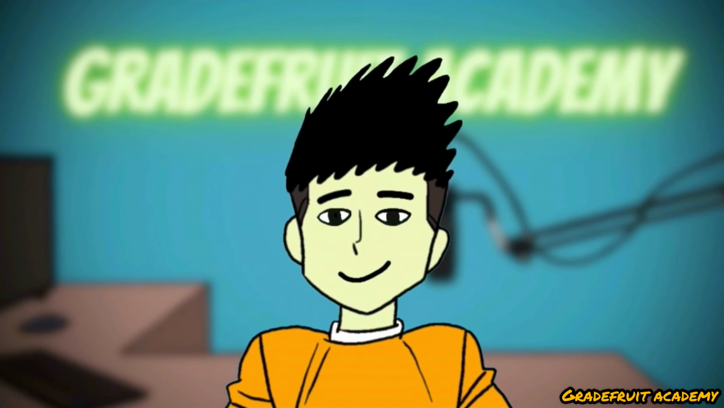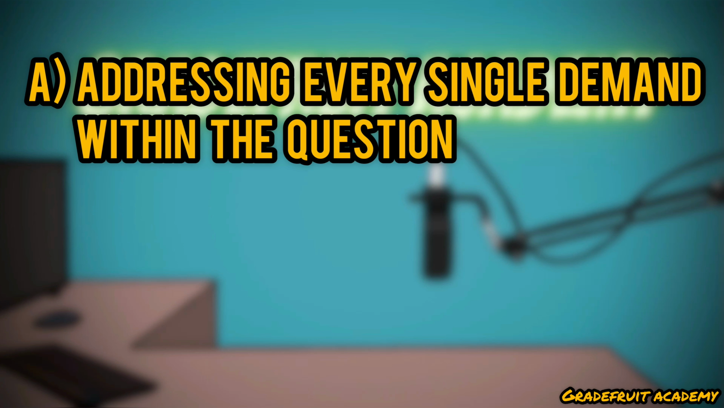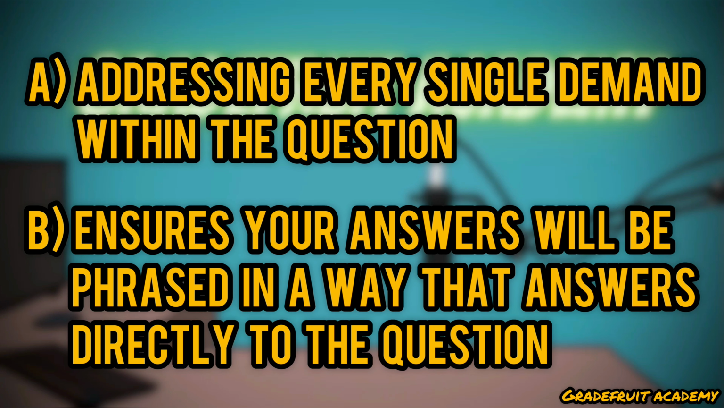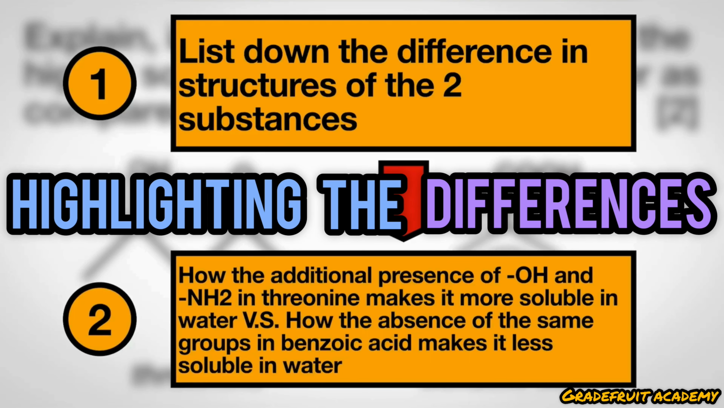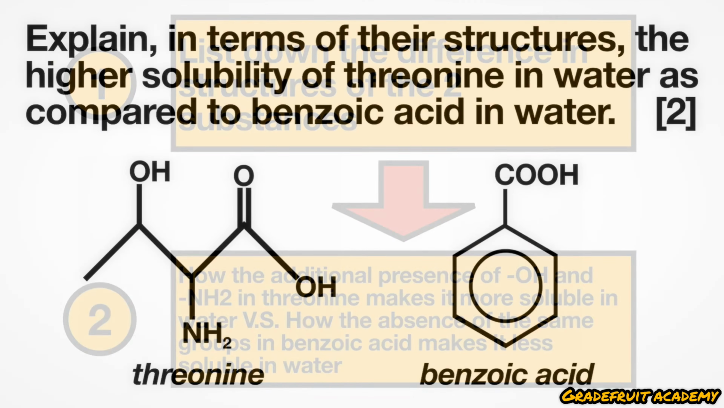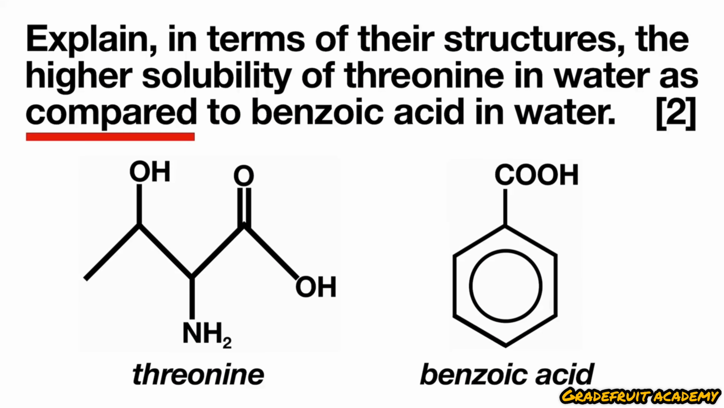Having a structure will ensure that you are A, addressing every single demand within the question, and B, ensures that your answer will be phrased in a way that answers directly to the question. In this case, each point is written in a way that's always highlighting the differences between threonine and benzoic acid, which was what the question wants you to do: compare.